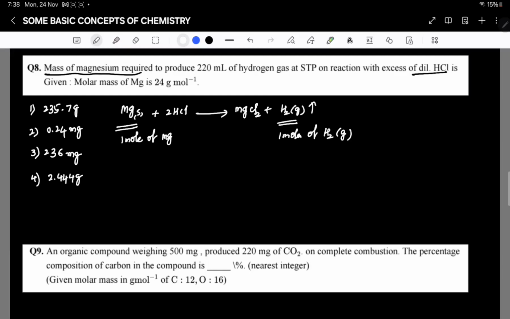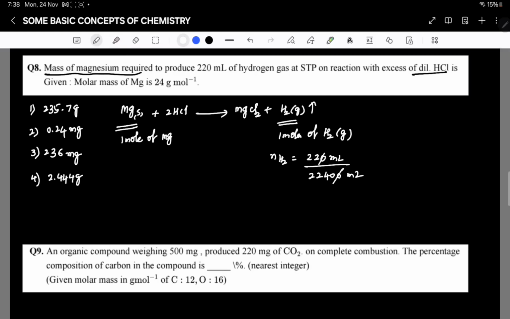But the given question, student, is asking the mass of magnesium required to produce 220 ml. The given data is 220 ml of hydrogen gas. By using this, we will take the relation with the number of moles of magnesium, 1 mole to 1 mole. So the number of moles of H2 gas is equal to the volume given divided by the volume at STP.